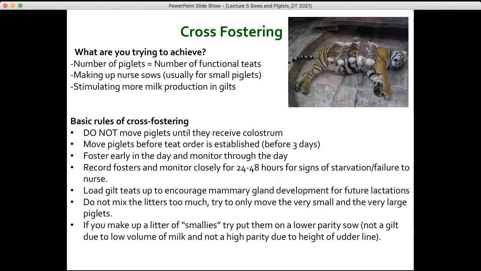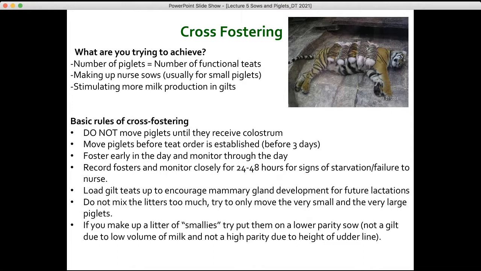And if you're going to be moving piglets, it's better to do the very small or the very large. And if you are going to make up that litter of smallies, like I said, when we're talking about nurse sows, you don't want to put them on a parity 8 sow, for example, if you've got small piglets, because one, she's obviously going to be a much bigger girl, so the chances of overlays are higher.